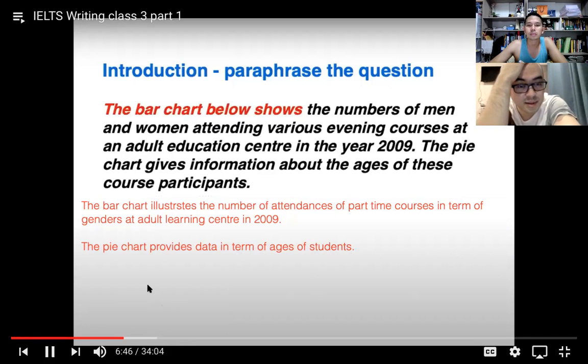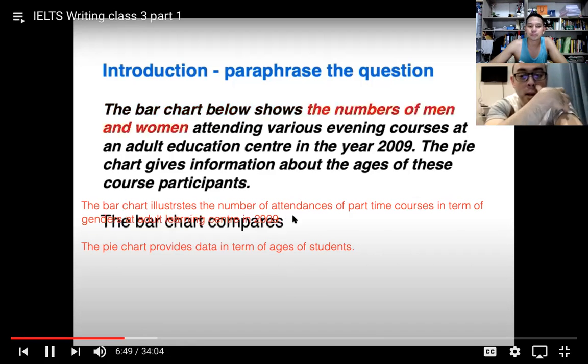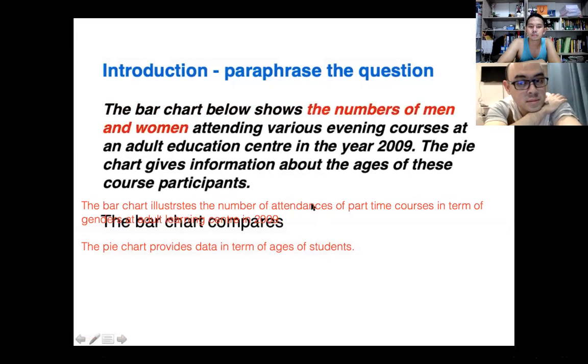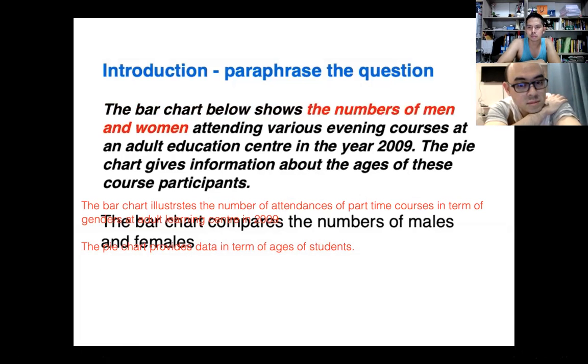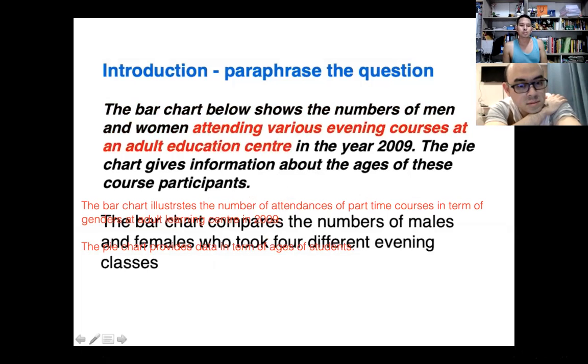So key information number one, the bar chart. So the bar chart compares. So I changed the words; it says shows, right? It compares. So compares what? The numbers of men and women. So the numbers of males and females. See, I changed the words for men and women. Attending various evening courses at an adult education center. So how can you change the sentence like this? Who took 4 different evening classes in the year 2009? You can just say in 2009.